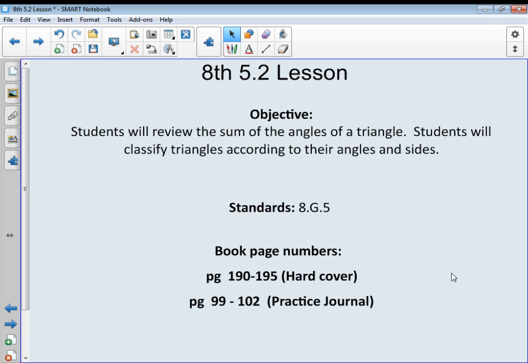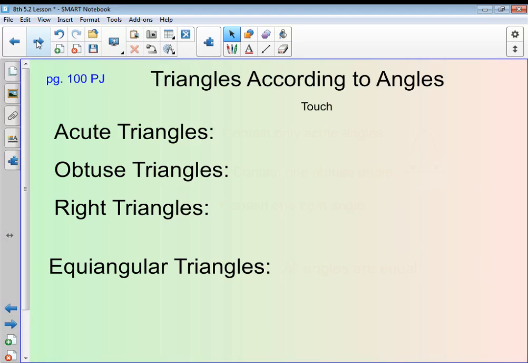You'll be using your practice journal for this. It's actually page 100. But out of the hardcover book, if you're needing to reference some things, it's page 190 through 195. Okay, so page 100 out of your practice journal actually has a picture of 5 triangles, and then there's also, I believe, 6 triangle names along the left-hand side of the page. We're actually going to add one more to the bottom, so you'll create a letter G on there, and we'll go through that when we get to the next page of this slide.